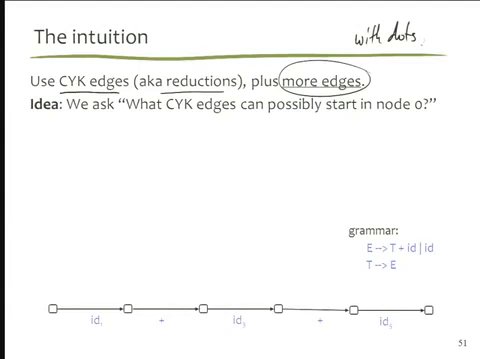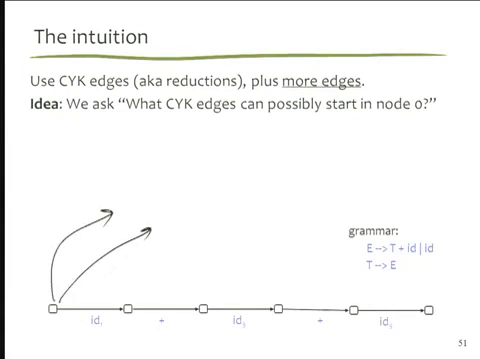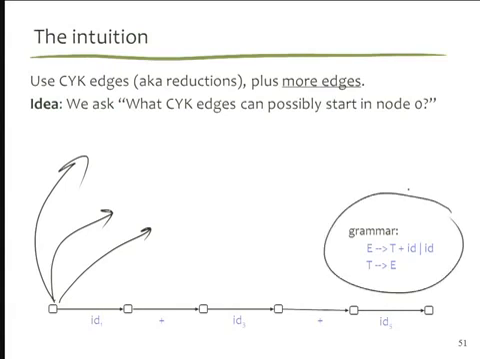And the crucial question is this. We ask at each point, initially starting at this point 0 on the input, which is before we have seen anything: what CYK edges could possibly start in here? Having seen 0 of the input, because we are at the very left, we don't have much context. We have 0 context, but we have the grammar.